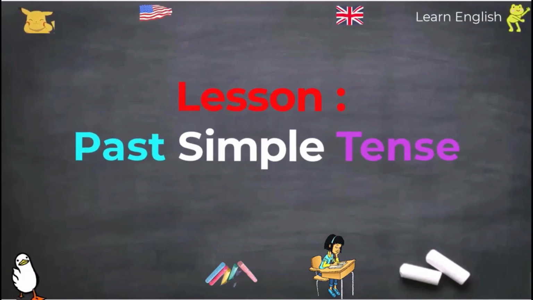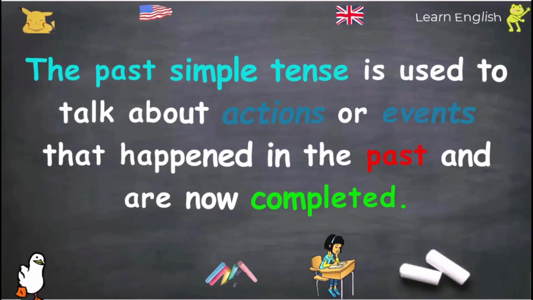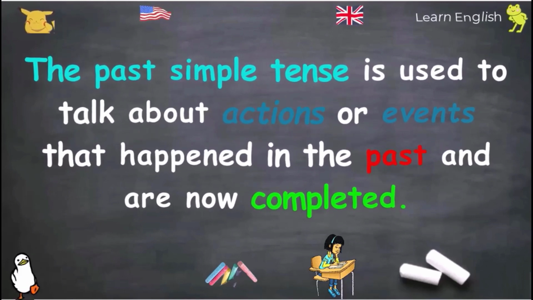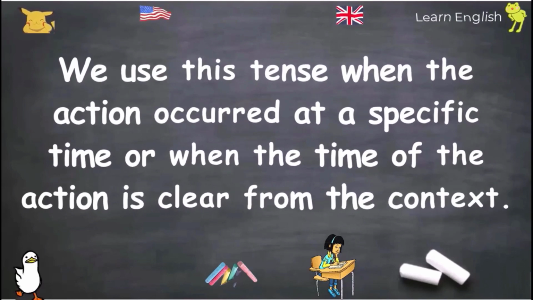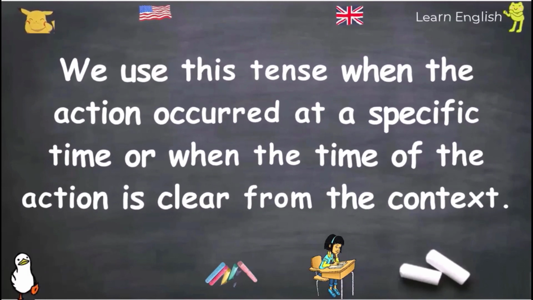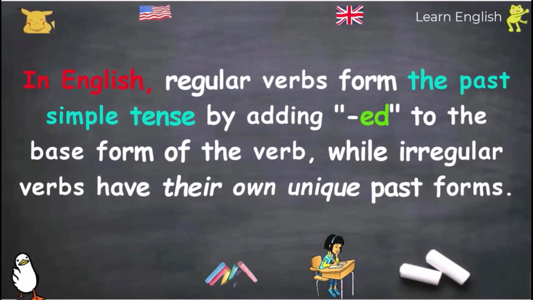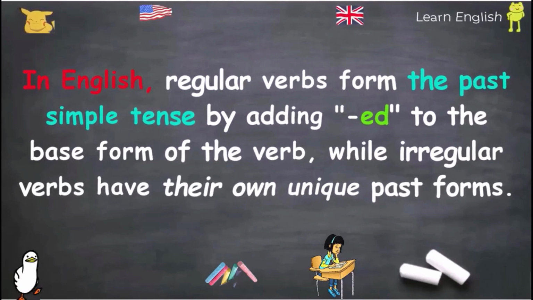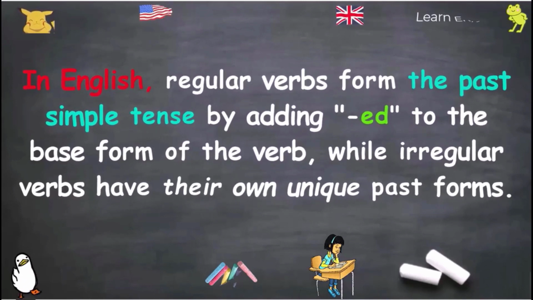Past simple tense. The past simple tense is used to talk about actions or events that happened in the past and are now completed. We use this tense when the action occurred at a specific time or when the time of the action is clear from the context. In English, regular verbs form the past simple tense by adding ed to the base form of the verb, while irregular verbs have their own unique past forms.